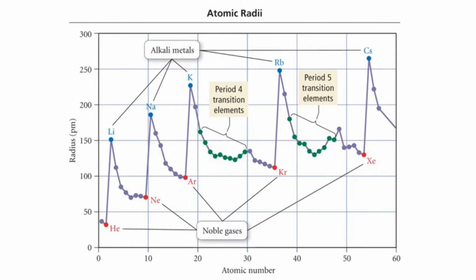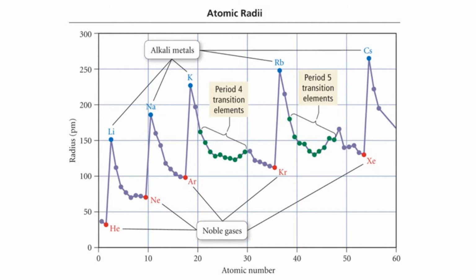Now let's have a look at this trend here. If we're just focusing on the alkali metals, the atomic radii will increase. Starting from lithium, going to sodium, potassium, rubidium, and cesium, the atomic radii will increase because you increase the number of protons and you increase the number of electrons. And as you increase the number of electrons, they repel each other. That increases the size of the atom.